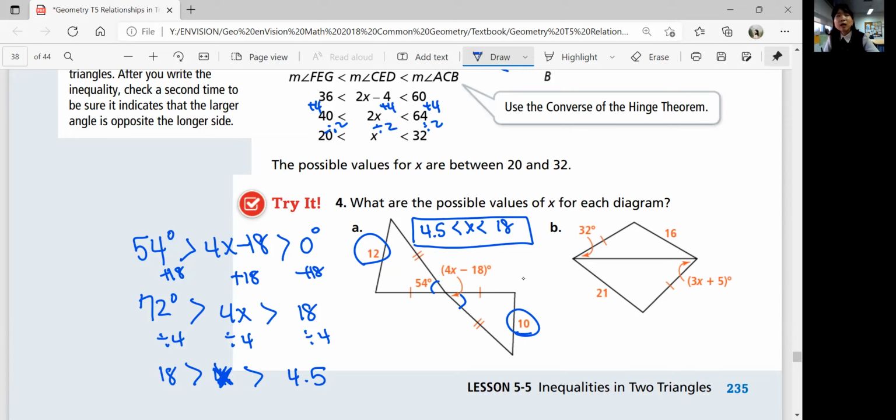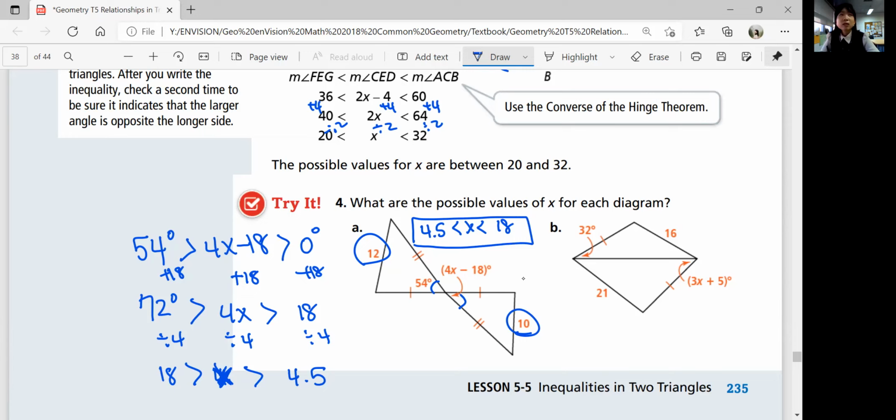Commonly made mistake. You might just skip the minimum part and say, oh, x must be greater than 0. But no, your expression here must be greater than 0. X doesn't represent your entire angle, right? So you need to put the entire expression greater than 0 and solve for it.